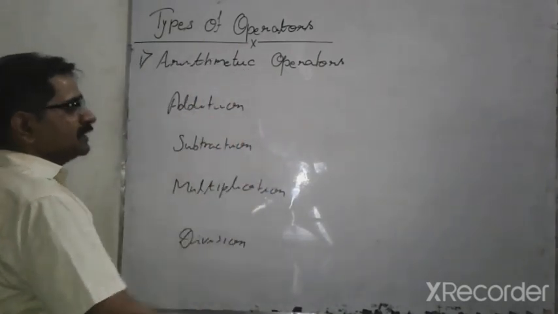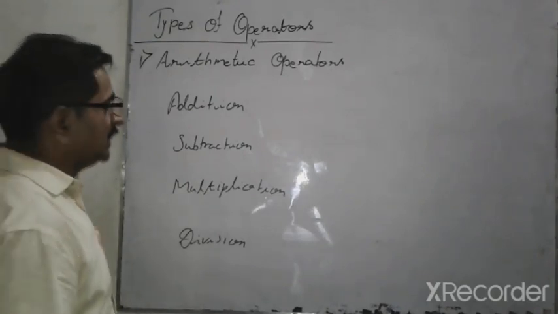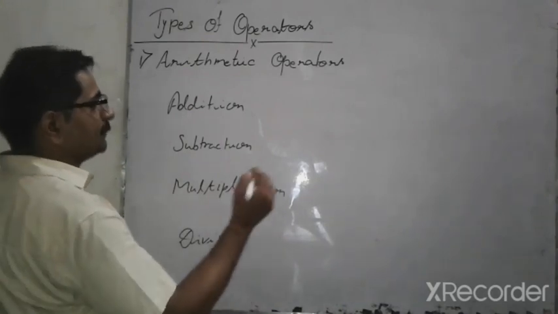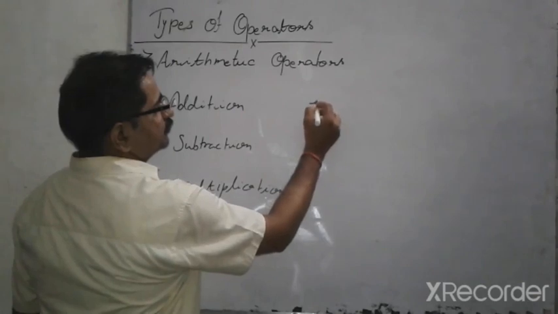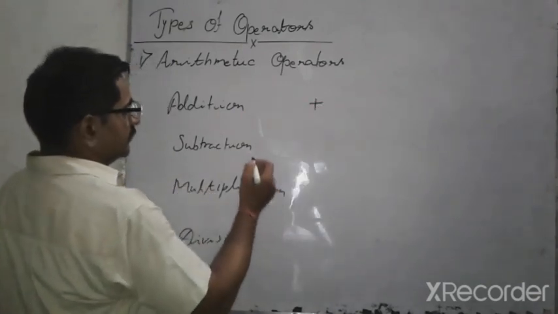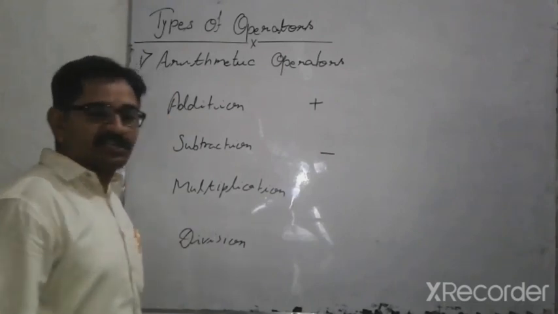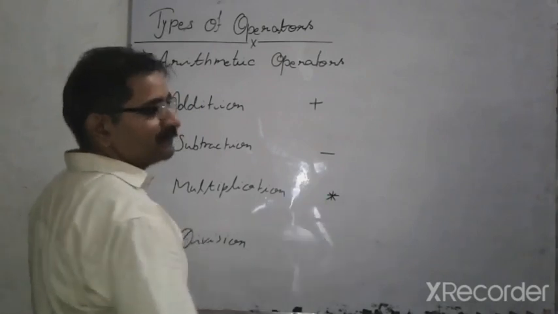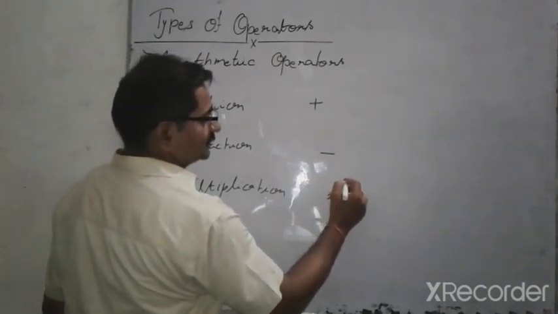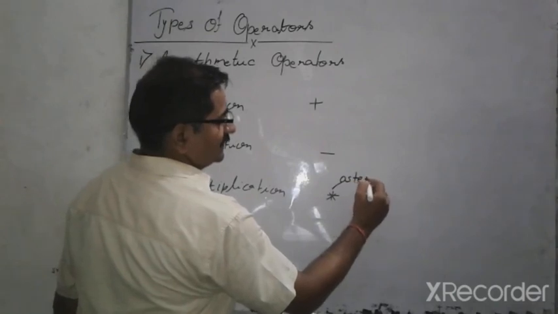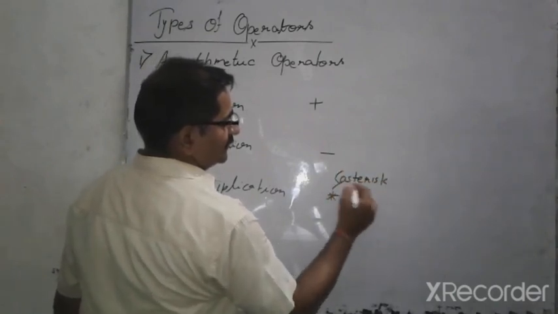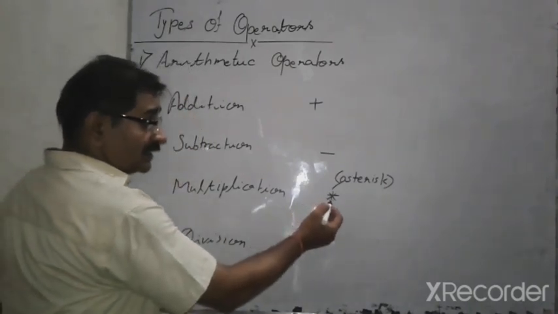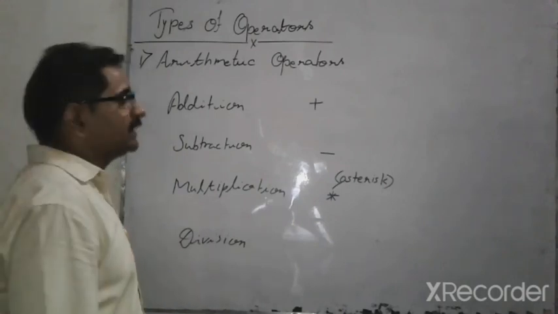In Java, these operations are performed by using operators. For addition we use the plus sign, minus is the subtraction operator, and the asterisk, spelled A-S-T-E-R-I-S-K, is the multiplication operator among the arithmetic operators.